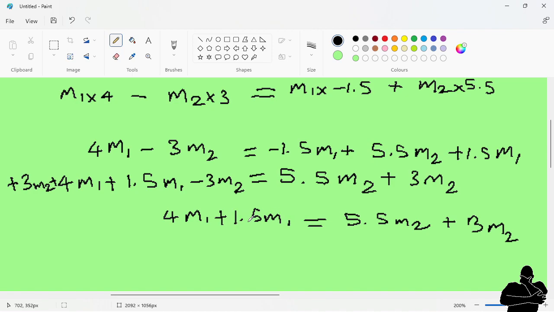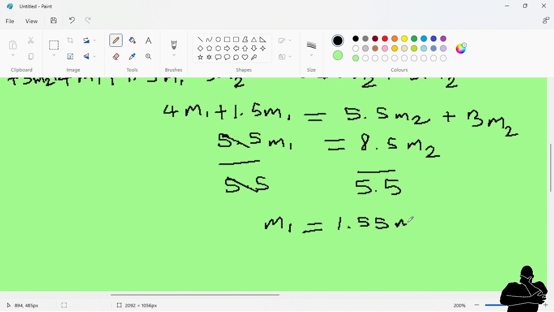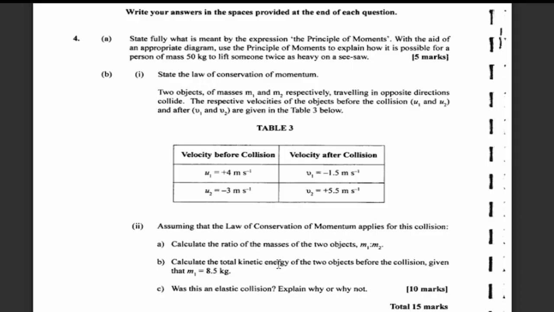Now we can add the m1s, so 4 plus 1.5 gives you 5.5. And then 5.5 plus 3 gives you 8.5. There we go. So with this, we can basically say that 5.5 m1 is equal to 8.5 m2. If that is the case, then what is 1 m1 equal to in terms of m2? We divide this side by 5.5 and then divide this side by 5.5. So 1 m1 is equal to 1.55 m2. So the ratio of m1 to m2 is 1 to 1.55. So that would be the ratio of the masses of the two objects.